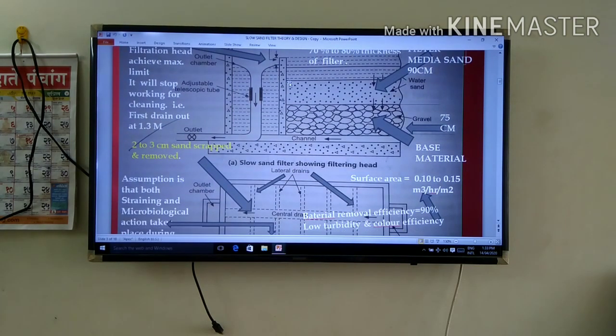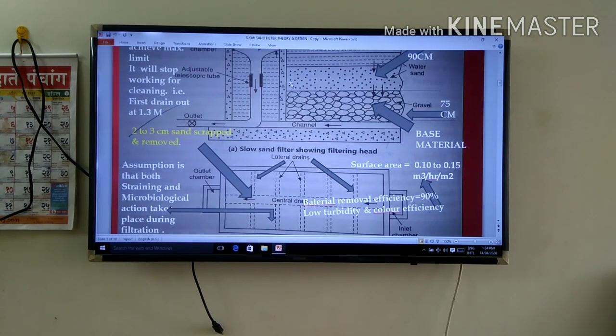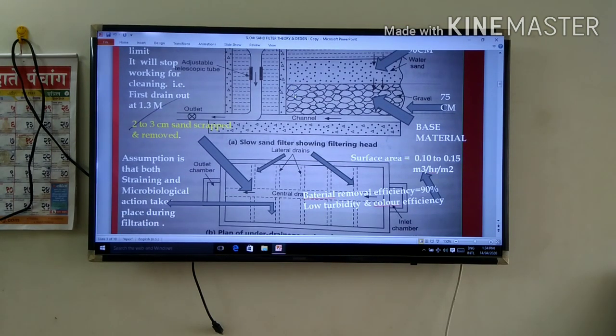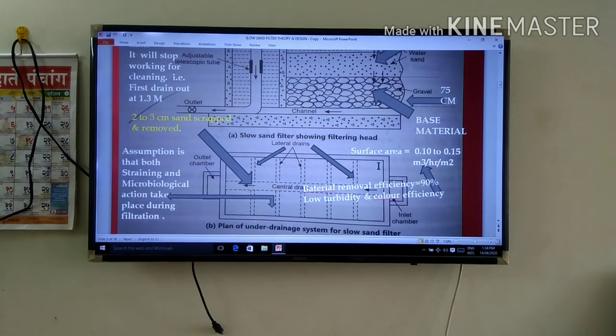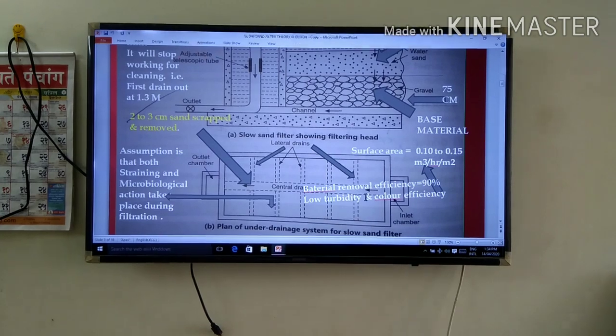The assumption is that both straining and microbiological action take place during this filtration. The rate of filtration of this slow sand filter is 0.10 to 0.15 meter cube per hour per meter square. The bacterial removal efficiency of a slow sand filter is 90%. That is a good thing. But turbidity and color removal efficiency is low in a slow sand filter.